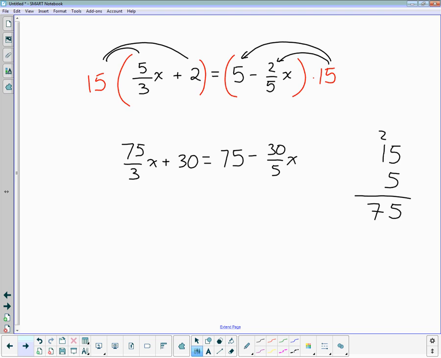Now we reduce our fractions. 75 divided by 3. You have 75 cents and you break it into 3 pieces. How much do you have? Yeah, you got a quarter, right? 30 divided by 5.